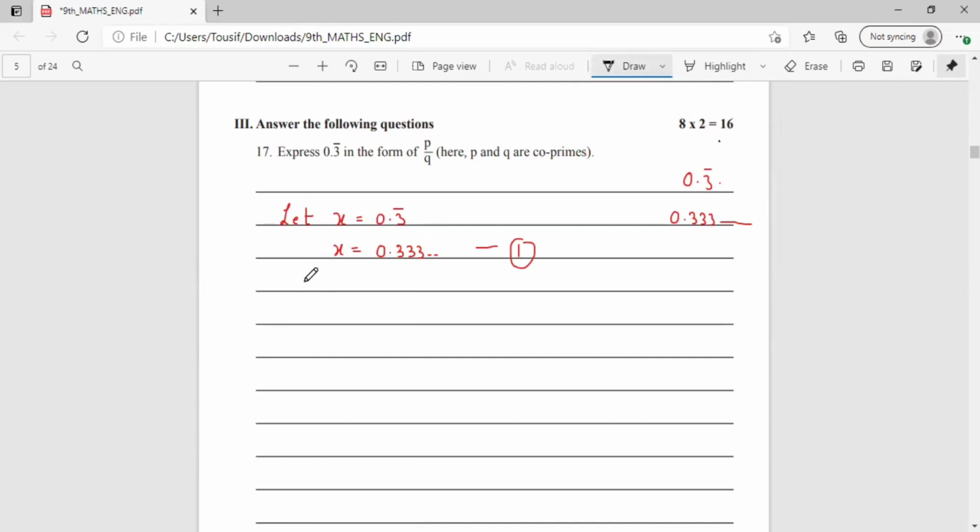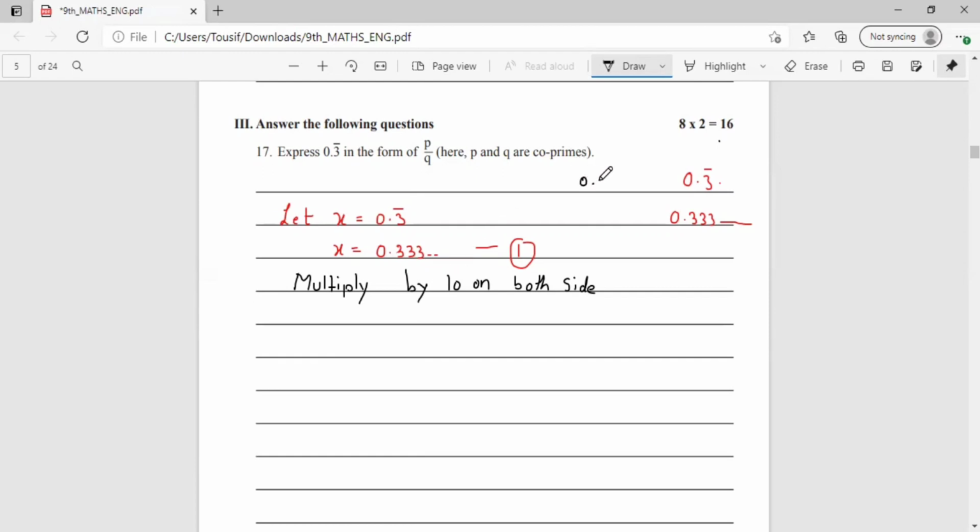In the next step, we're going to multiply by 10 on both sides. Why are we multiplying only by 10? As you can see in the question, the bar was only on a single digit. If it is on a single digit, we have to multiply by 10.